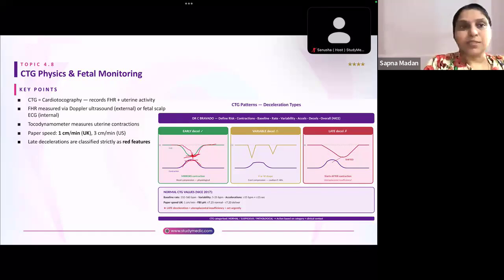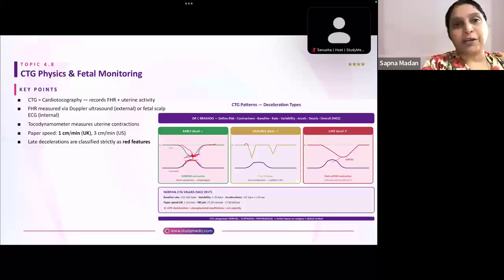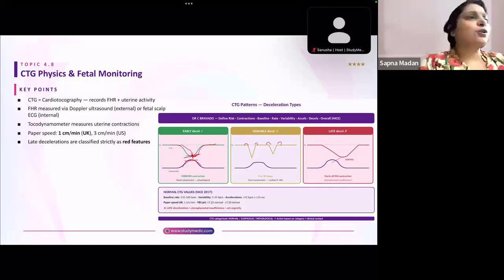These are variable decelerations. Of course, this is a schematic diagram, so we haven't shown any shouldering. Otherwise, shouldering is normally present in normal variable decelerations. And they do not have any kind of relation with the contraction. They can come before, they can come at the time, they can come after, they can come anytime. Even if the uterus is not contracting, they can come. So unless there are any concerning features, these variable decelerations are considered normal. They are considered in the white zone.